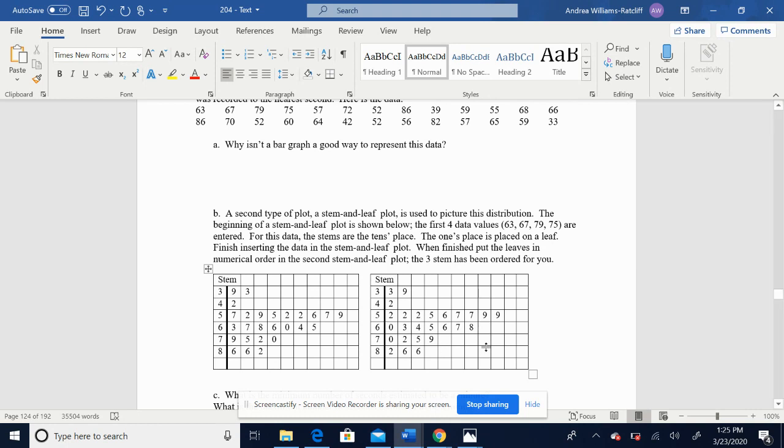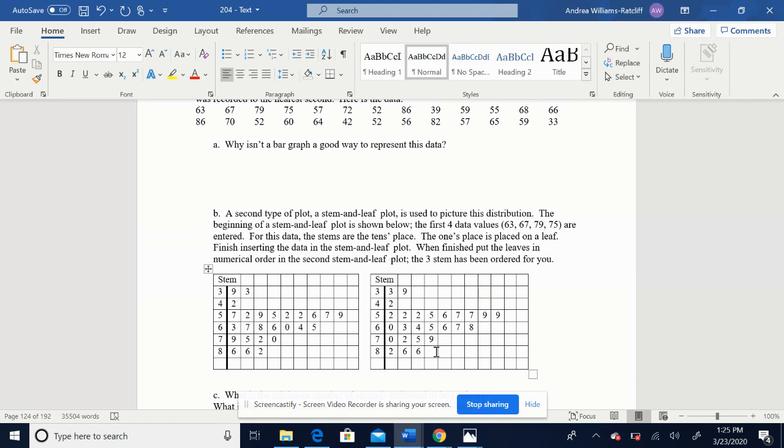Now, I will suggest that anytime you're making a stem and leaf plot, that you use graph paper or some sort of sketch paper so that your numbers are evenly spaced. If not, when you start trying to look at the distribution of the data and the shape of the data, it's not going to be as easy to see if you don't have them spaced equally.